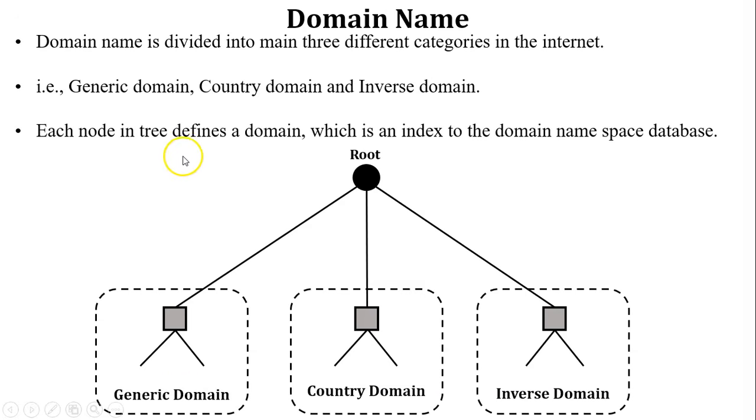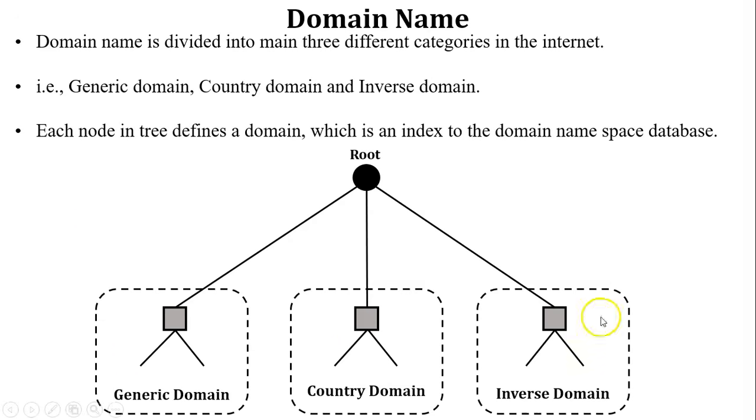Next, each node in the tree defines a domain. Now see in this diagram, this is the tree structure. Root is the parent node, and generic domain, country domain, and inverse domain are the child nodes of the tree. These three are the first child nodes, so they are called the top level domains in the DNS. Each domain is an index to the domain namespace database. As we have already discussed, all the domains and subdomains in the internet are connected with one of these three domains.